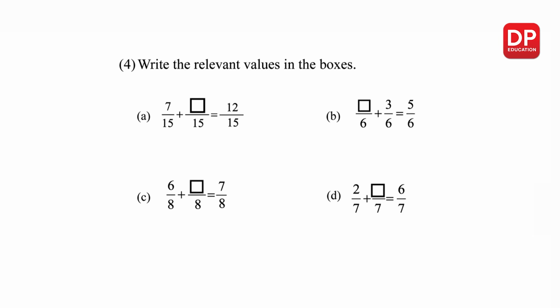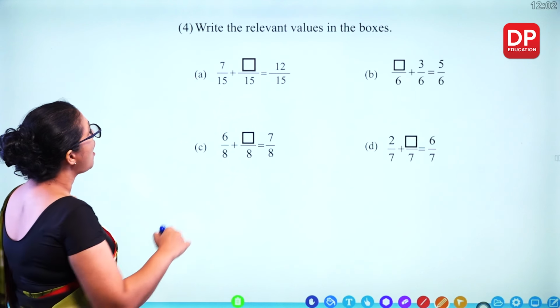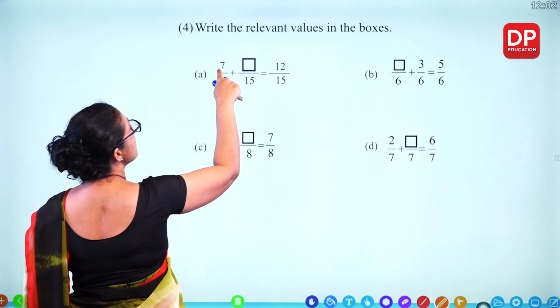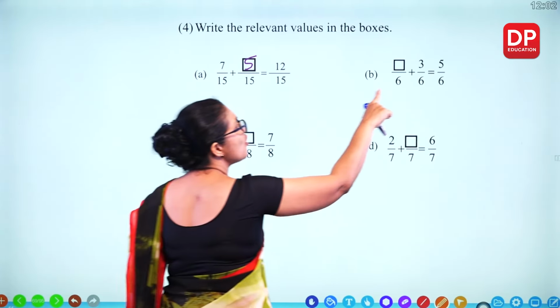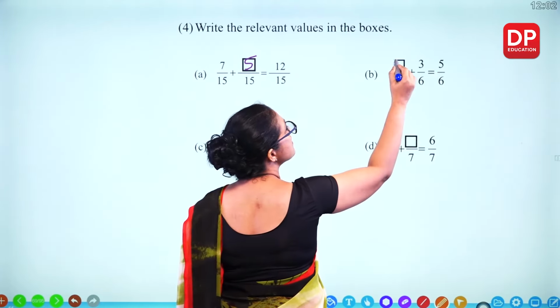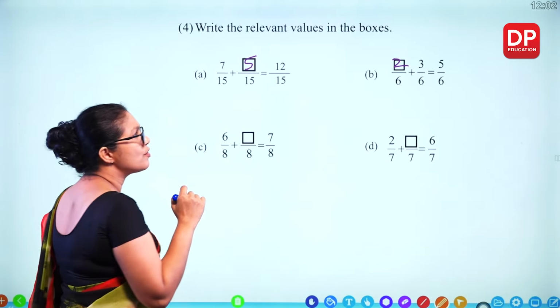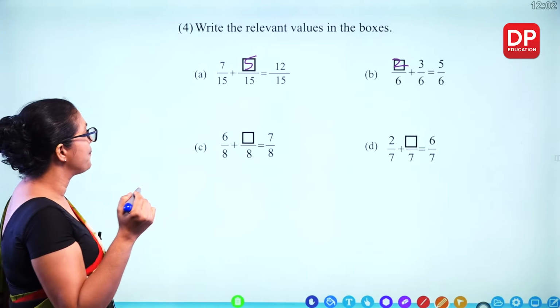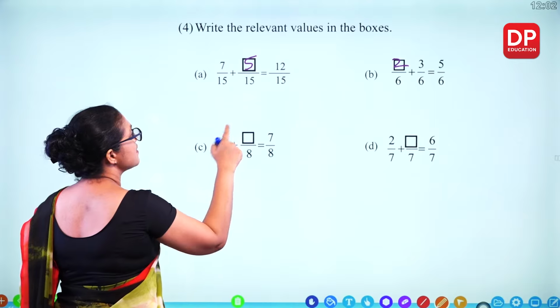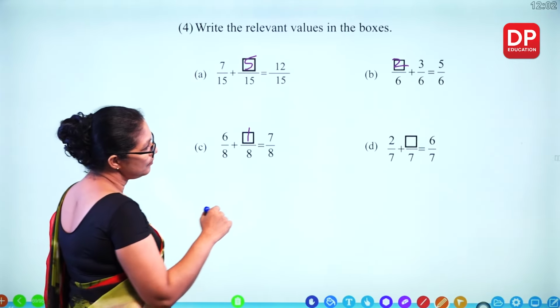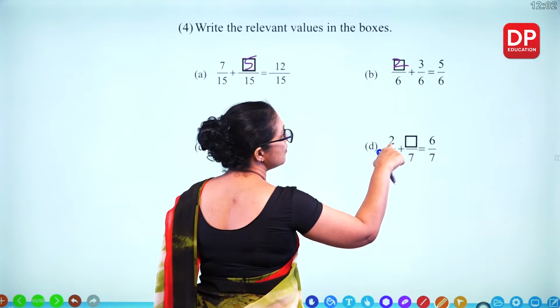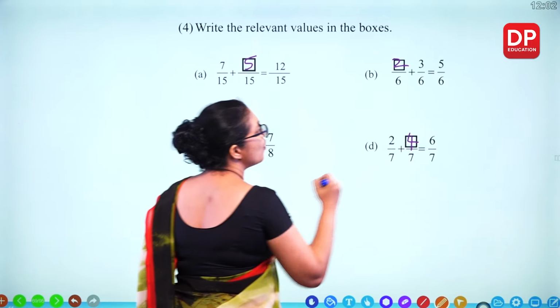Write the relevant values in the boxes. How do you get 12? 7 is there. You need to add 5. Same denominator. 5 is the answer. You need to add 2 to that. 2 plus 3, 5. Answer is 7. 6 is there. You need to add 1 to get 7. 6 is there. You have 2. Add 4.